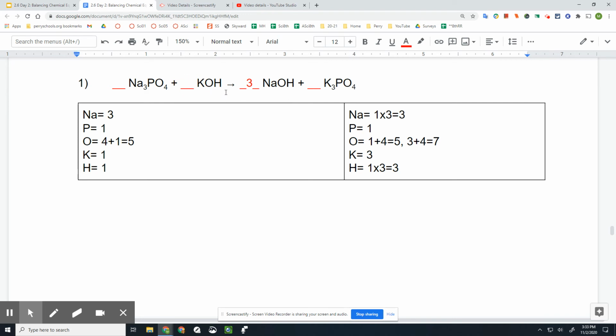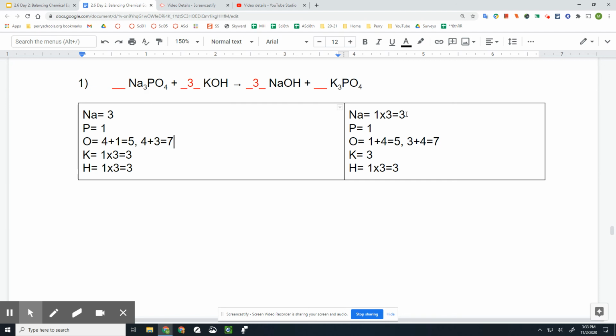So let's put the coefficient of 3 here first, because that'll help us get to balancing out the K, potassium, and the H, hydrogen. All right, so 3 times 1 for potassium equals 3, and then hydrogen, 1 times 3 equals 3. But then the oxygen is a little bit goofy because we are adding these 4 plus the 3 here. So I already had 4, and we're adding 3 to it, and that's going to equal 7.